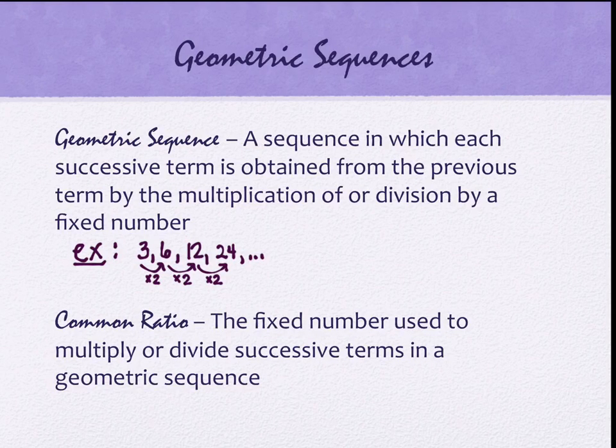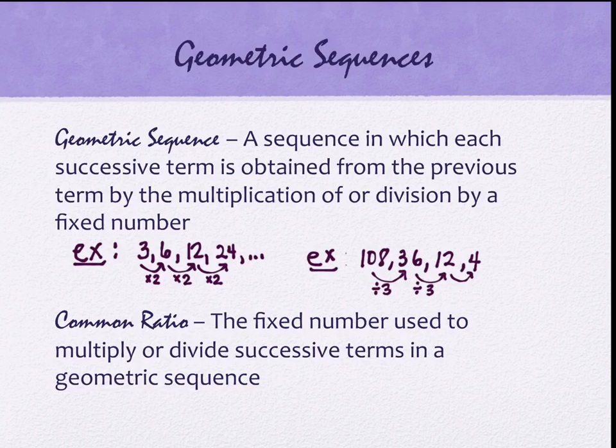Now, what happens if it looks like division? Let me give you an example of one of those just so you can see the difference. So here's another example. Let's say we have 108, 36, 12, 4. And obviously the numbers are getting smaller, so we're dividing. What are we dividing by? 3. So you're dividing by 3. Definitely dividing by 3, no question.